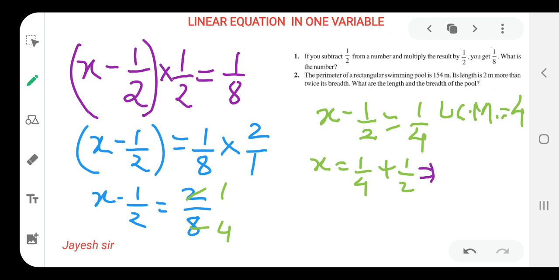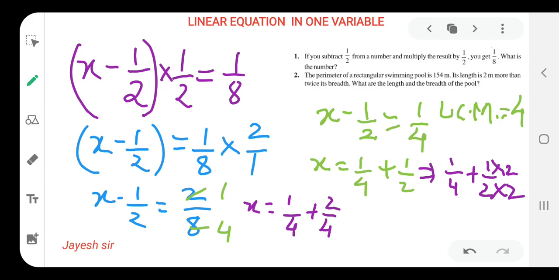So x is equal to 1 by 4 plus 2 by 4. Now the denominators are the same, so we take the denominator 4 as common, and 1 plus 2 is 3. So our answer is x is equal to 3 by 4. I hope you all are getting it, that's very easy. So our answer is x equals 3 by 4. Now I hope you have understood it very properly.